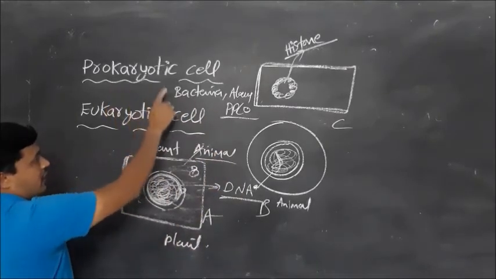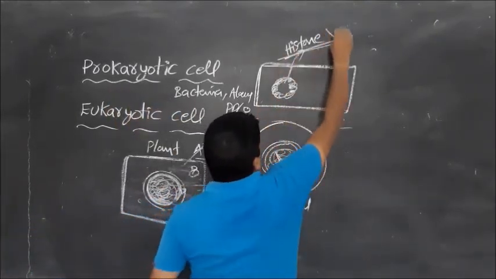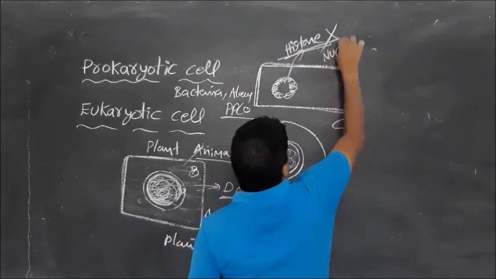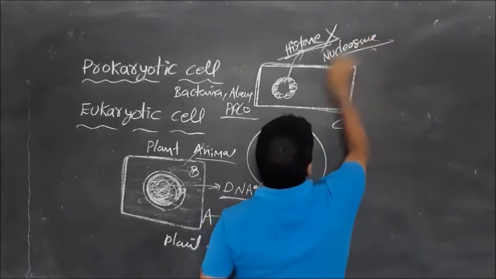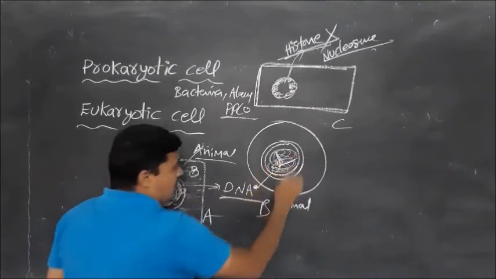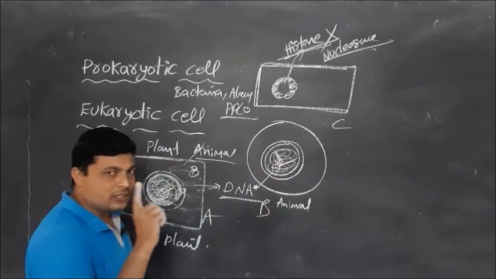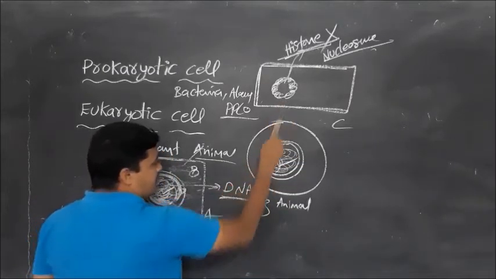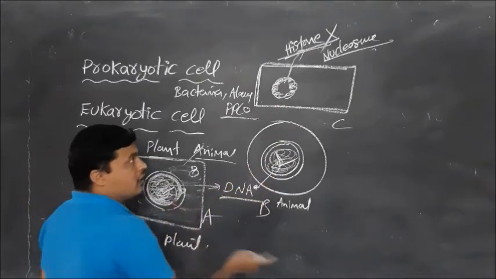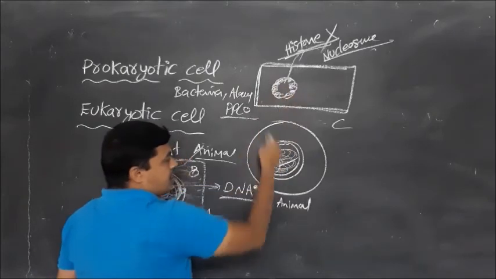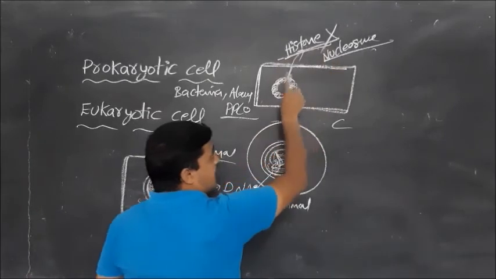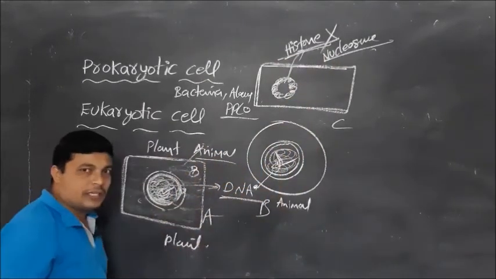So, in the prokaryotic cell, there are no histone proteins. Histone proteins are absent. It means nucleosomes are absent. In the eukaryotic cell, nucleosomes are present. Just observe here: nuclear membranes are absent, nuclear membranes are present. Here circular DNA is present, thread-like DNA is present. Histones and nucleosomes are absent, histones and nucleosomes are present.